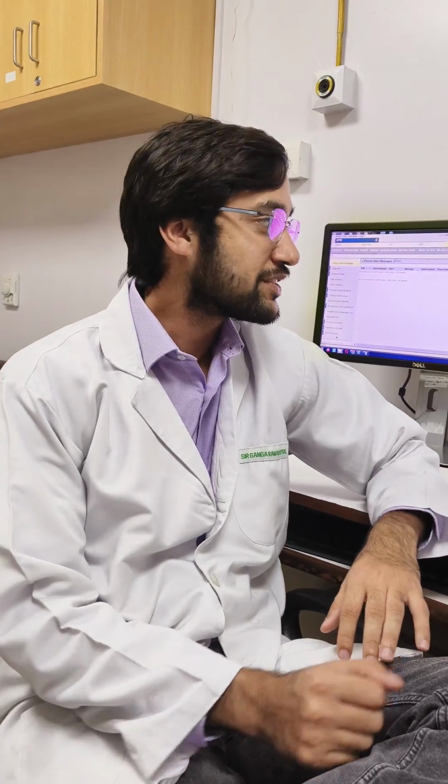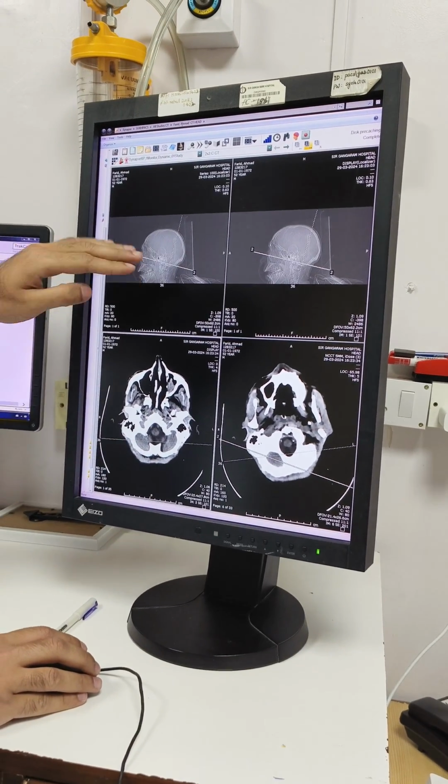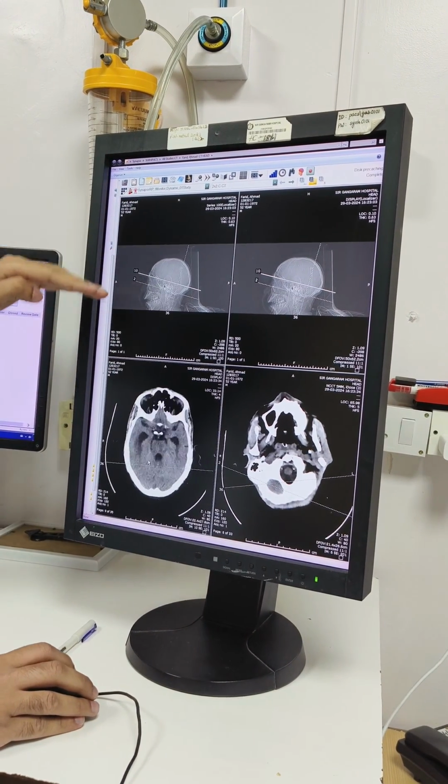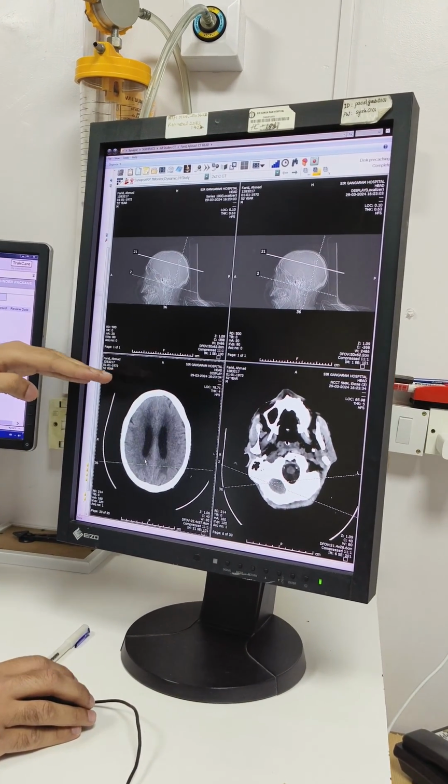Hello everyone. Today we'll see a scan and talk about hydrocephalus and what to see in a scan of hydrocephalus. Basically, these are the axial cuts. As you see here, this is the skull. This is the axial cuts. They are moving from the base to the top. Here we see like this.